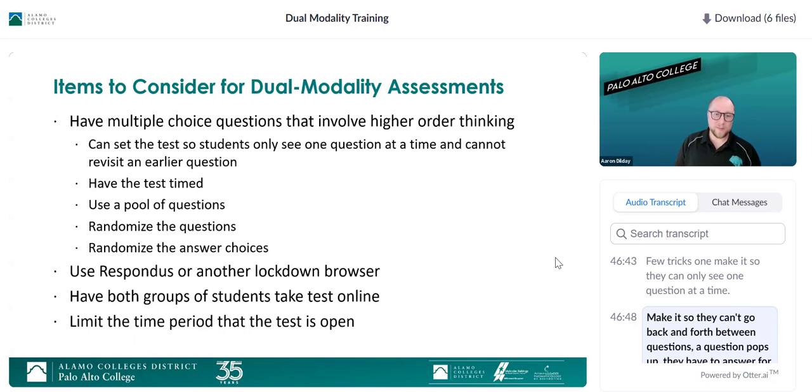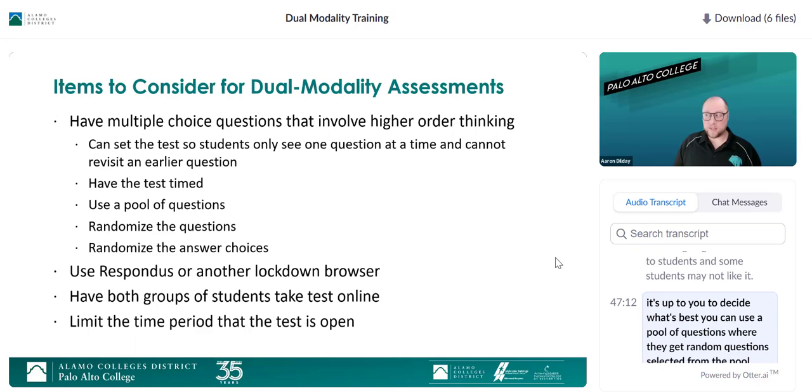If the test is timed, this means they can't sit there and Google every question if the time crunch is there. There are pros and cons to this. One pro, obviously, is that it's going to decrease cheating. A con is that it's going to add stress to students, and some students may not like it. It's up to you to decide what's best.